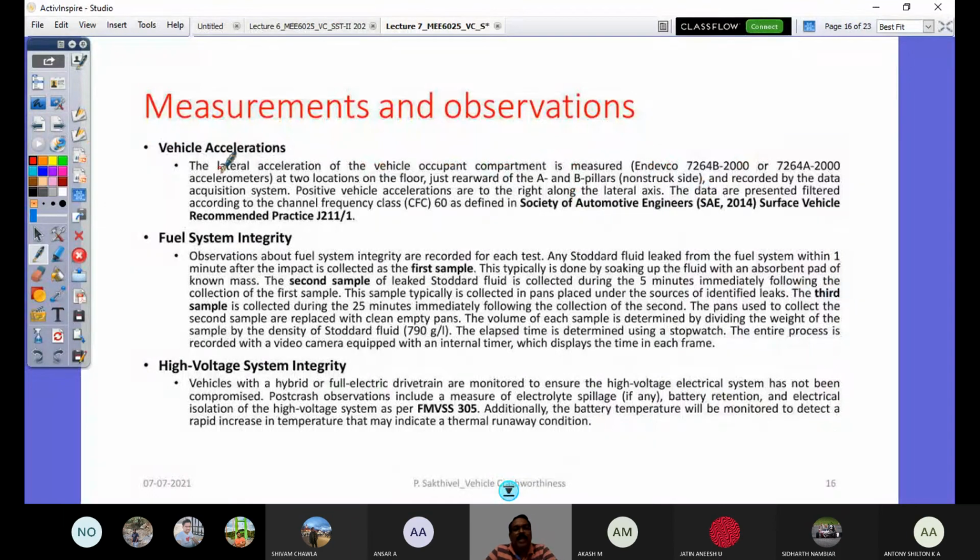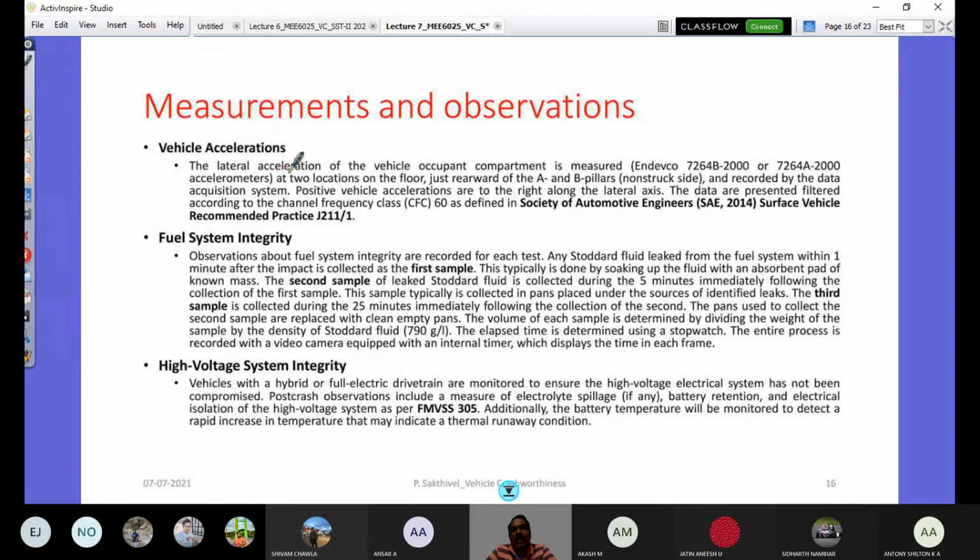Earlier you could see the linear acceleration measured in all 3 directions. And now the lateral acceleration of the vehicle occupant compartment is measured. So that's the difference here. You also have additional accelerometers at 2 locations in the floor, just rearward of the A and B pillar, on the non-struck side, the other side of the vehicle, the right side of the vehicle, recorded by the data acquisition system. Positive vehicle accelerations are to the right along the lateral axis.